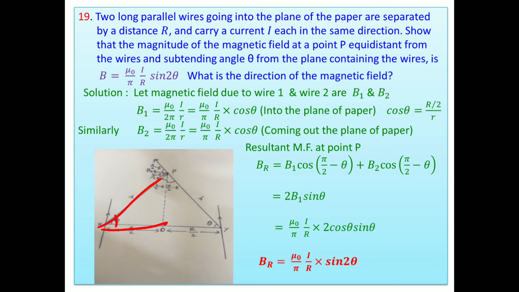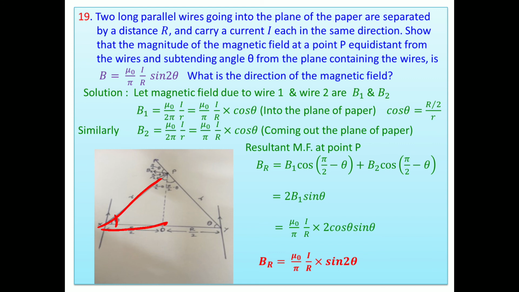So, you can take here I upon r cos theta; adjustments are there. Instead of r, you can take cos theta upon r. Means cos theta is r upon 2r. Instead of it, r is substituted as cos theta upon r, and here 2 is cancelled. Similarly, B2 can be taken as mu naught I upon 2 pi r, where the value of r is substituted. What is the value of r? r upon 2 cos theta. 2 gets cancelled, and you directly get mu naught I upon pi r cos theta coming out of the plane of the paper.